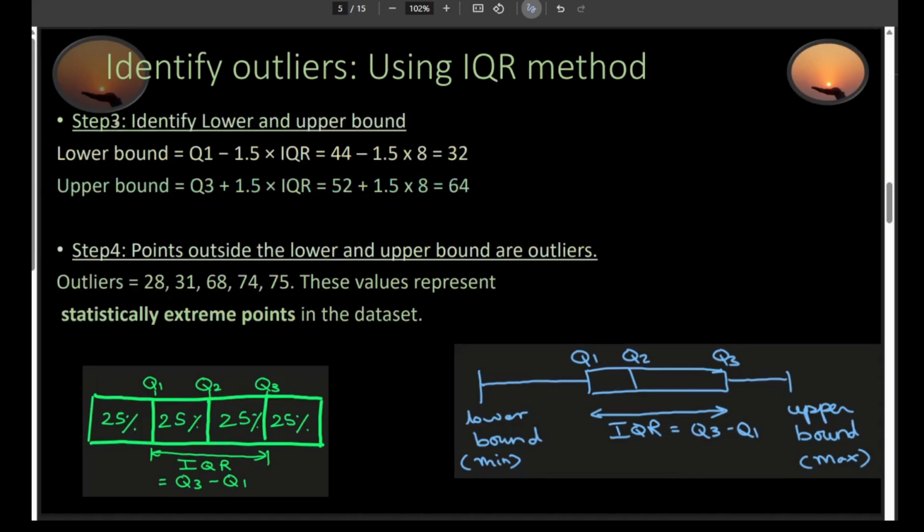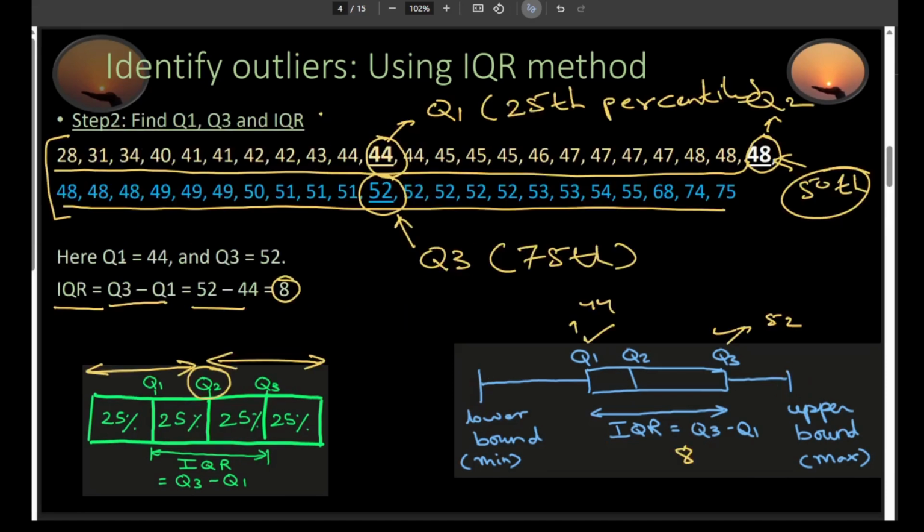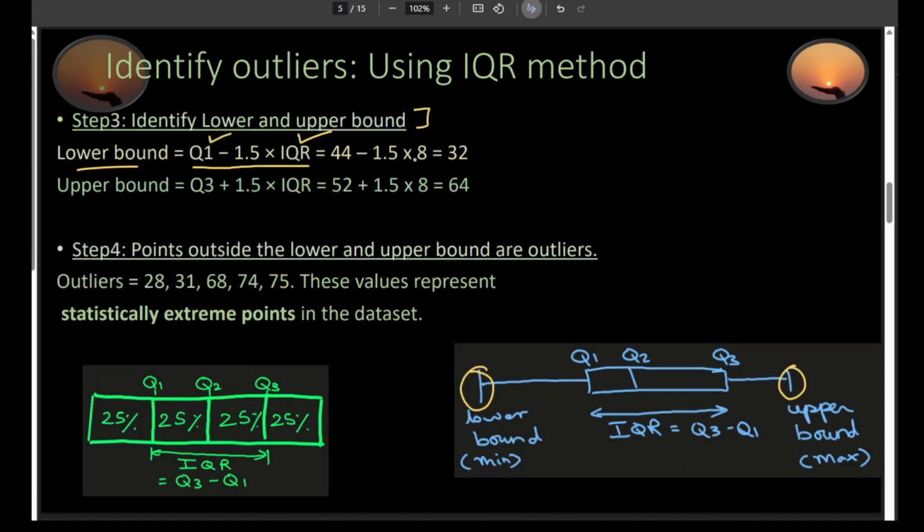Now we identify the lower and upper bounds. That's what we're going to try to do. We're going to find this and this right here, and any values that are outside of this will be your outliers. Your lower bound formula is Q1 minus 1.5 times IQR. Substitute your value of Q1 and your value of IQR. This is my Q1, and I know my Q3 too, and I know my IQR. Substitute these values, and my lower bound comes out to be 32.